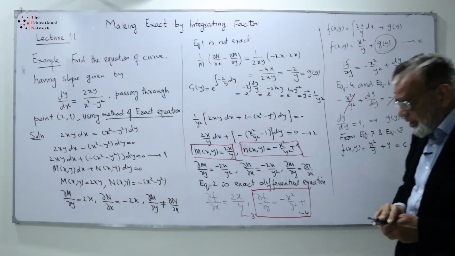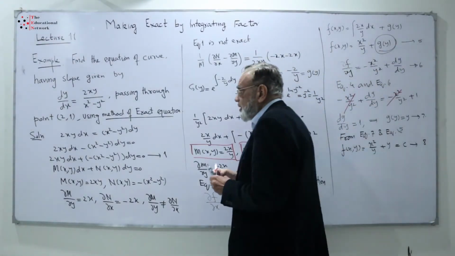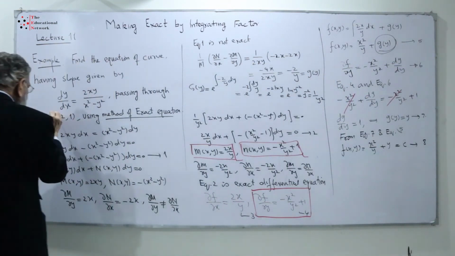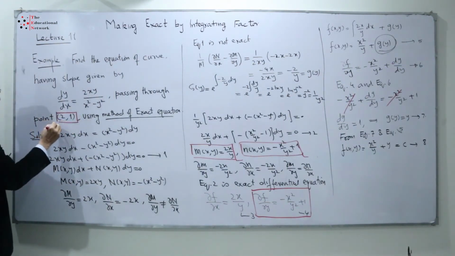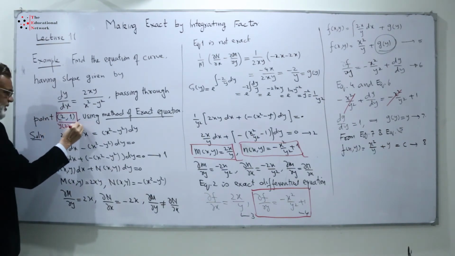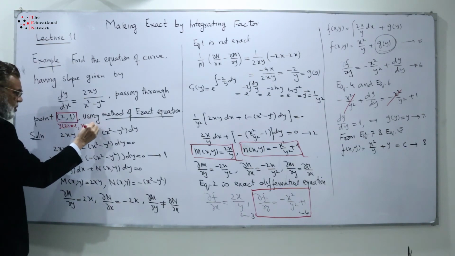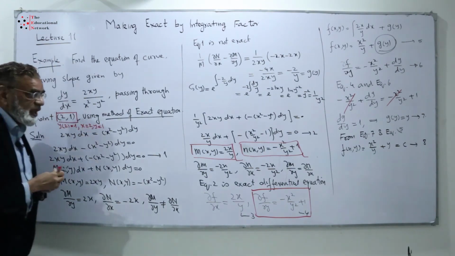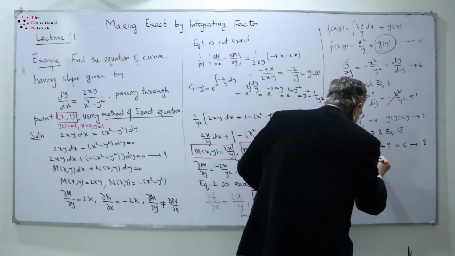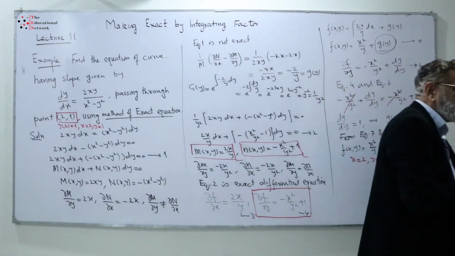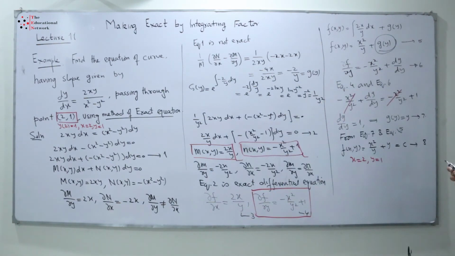Now I'm given here the condition. I want to find the curve which is passing through this point 2, 1. This is the same as saying y at point 2 is equal to 1, or x equal to 2, y equal to 1. So we take here x equal to 2 and y equal to 1. We substitute in equation 7, we get the value of c.